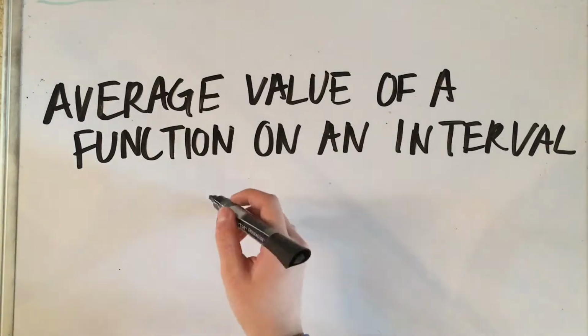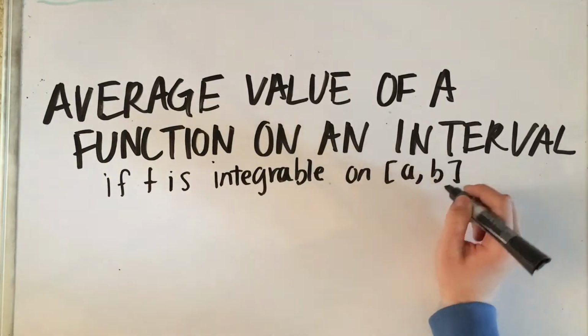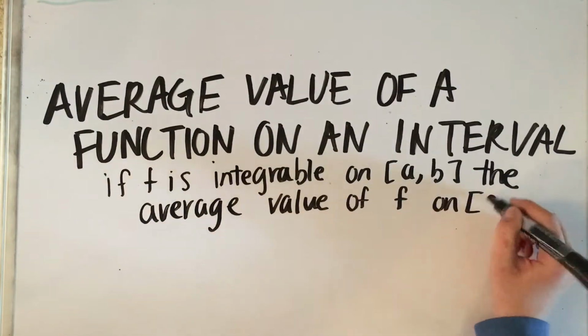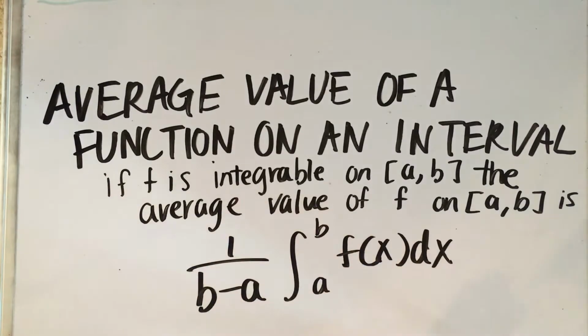If f is integrable on [a, b], then the average value of f on [a, b] is 1 over b minus a times the integral from a to b of f of x.